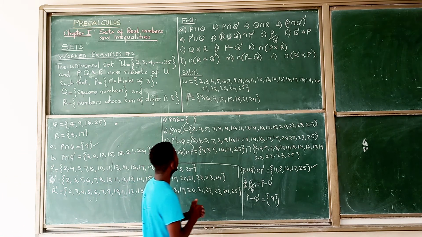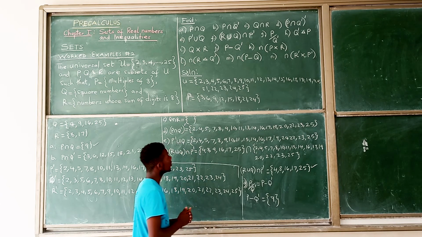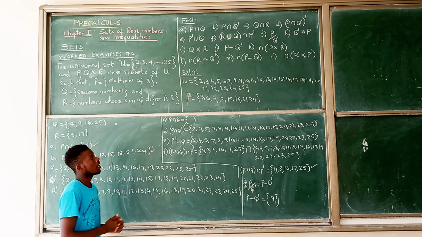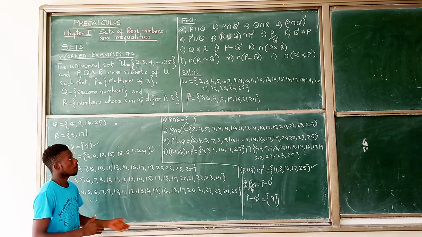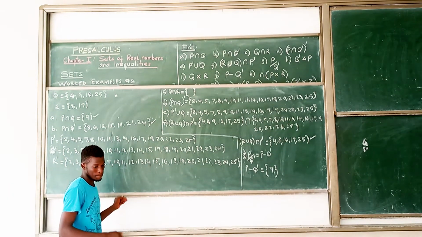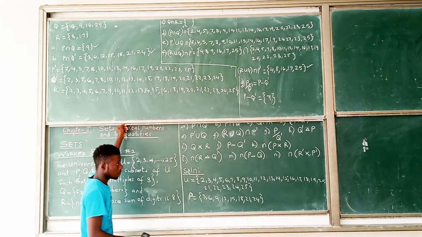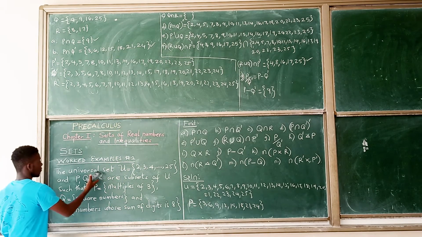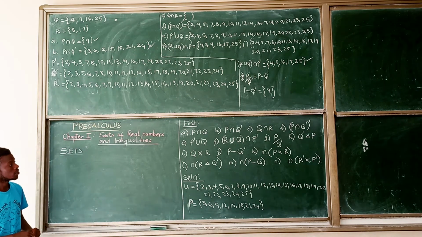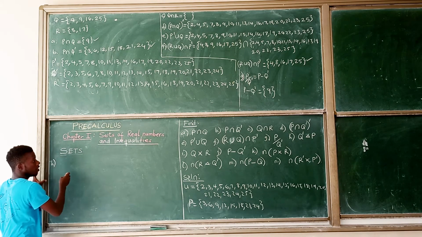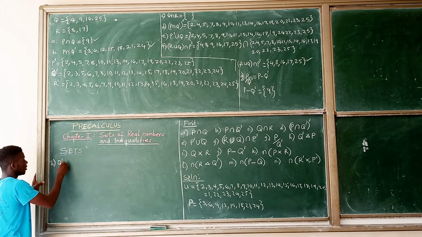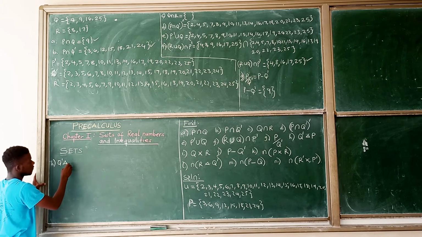Now we quickly move on to the next question, H, which has to do with Q complement, the symmetric difference of P. Question H says we find Q complement, the symmetric difference of P.